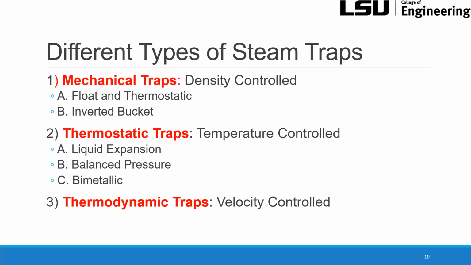So now that we know a little bit about what a steam trap does, we can look at the different types of steam traps commonly found in plants. There are three different kinds: mechanical, thermostatic, and thermodynamic. Mechanical traps are controlled by density, thermostatic traps are controlled by temperature, and thermodynamic traps are controlled by the velocity.